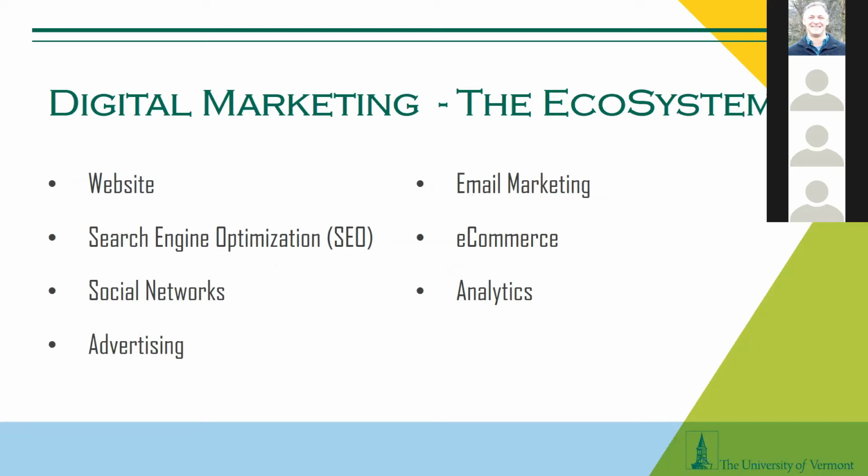Right here is a very basic breakdown of what I like to call the digital marketing ecosystem. And I'm going to talk about each point in this presentation a little bit. We'll talk about websites, what types of websites are out there that are specifically good for maple producers. We'll talk a little bit about search engine optimization, or SEO, social networks, advertising, email marketing, e-commerce, and analytics. Like I mentioned before, this is a lot to digest, so I will be available for answers at the end of this, and via email and perhaps a phone call or two.